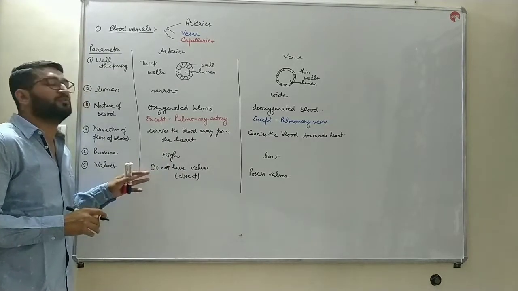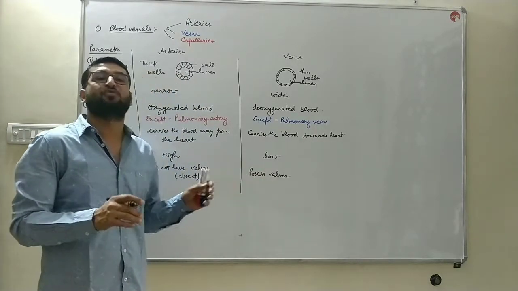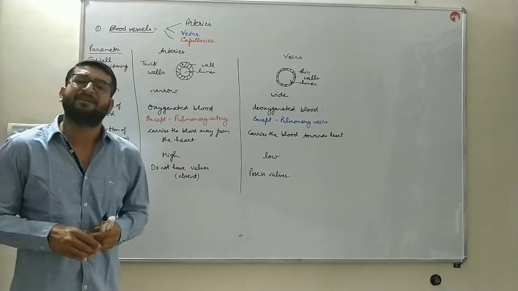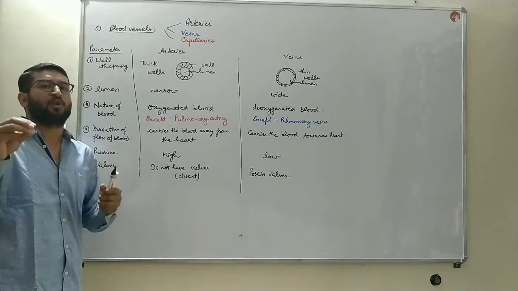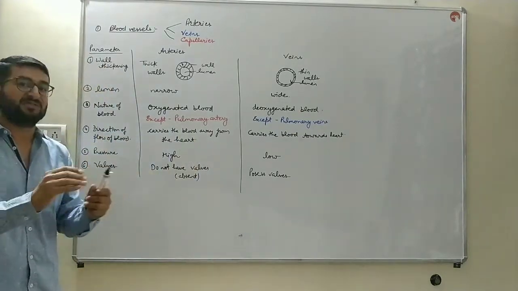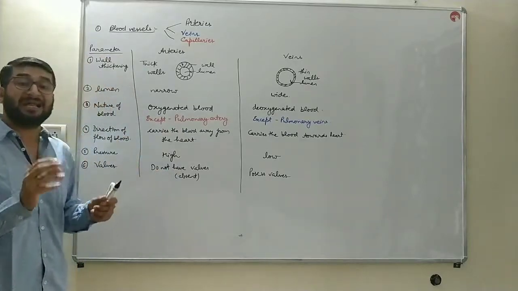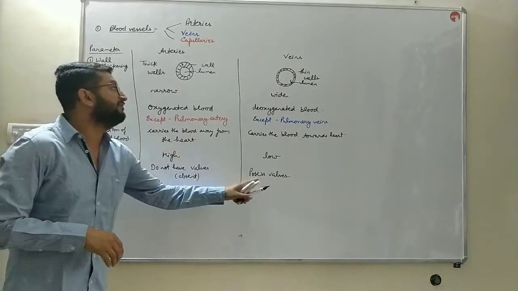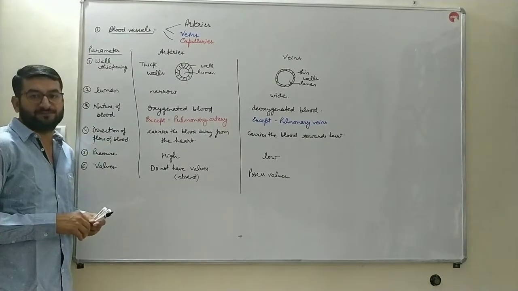So arteries do not possess valves, whereas veins possess valves. It's a very important individual question as well. Why do arteries not have valves, whereas veins do? The answer is the pressure of the blood in the arteries is quite high, due to which there is no chance of backflow in arteries. And the pressure of blood in the veins is quite less, so there are chances that the blood can backflow. So to prevent that backflow, the veins possess valves, whereas arteries do not.